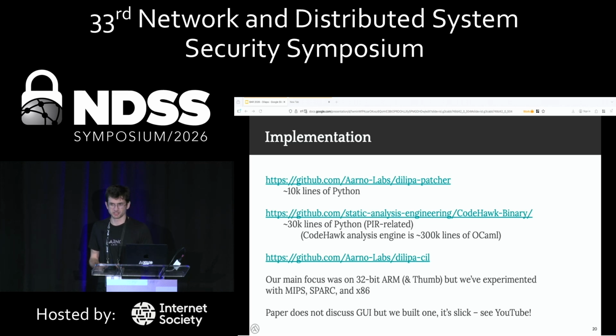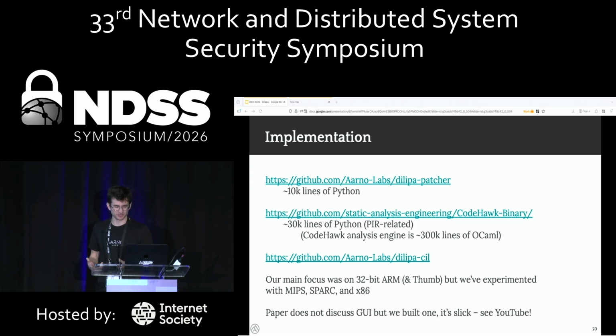Our implementation has recently been open sourced. It's a little bit iceberg shaped in that above the waterline, there's 10,000 lines of Python code that orchestrates passing code to Clang and doing this AST differencing. And then below the waterline, there's another 30,000 lines of Python for producing these ASTs, and then the Codehawk analysis engine is 300,000 lines of OCaml.